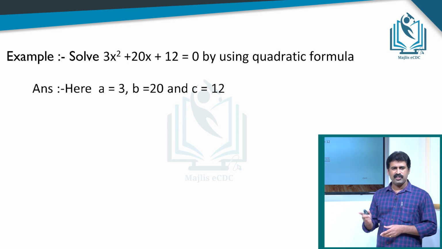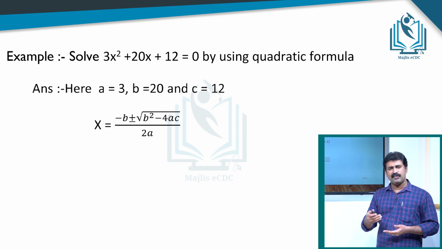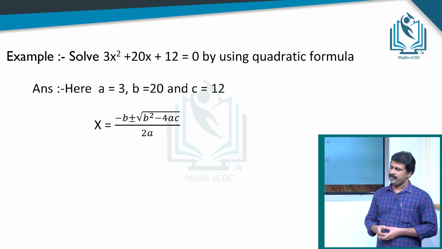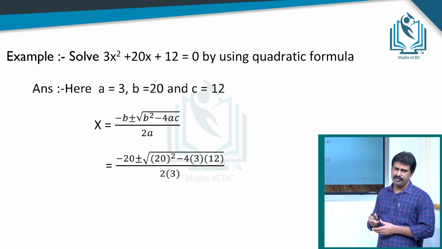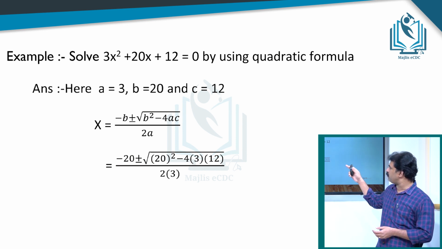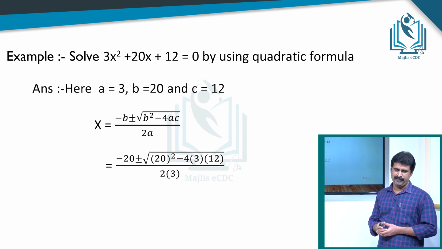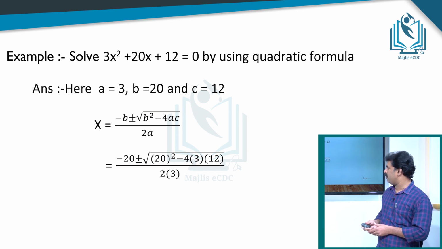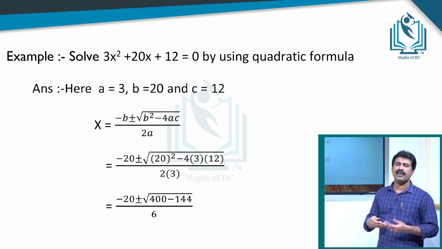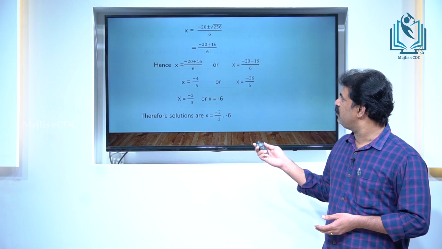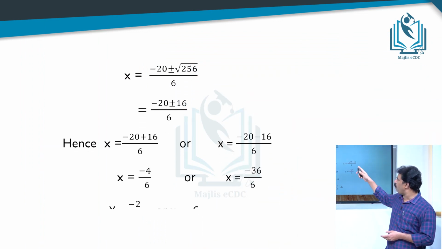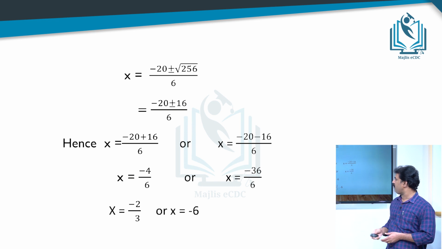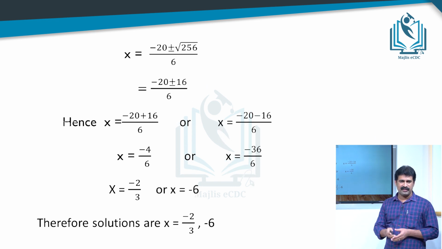Substitute these values into our quadratic formula minus b plus or minus root b square minus 4ac by 2a. So we have x equals minus b. That means here minus 20 plus or minus root of b square 20 square minus 4ac, 4 into 3 into 12 by 2a means 2 into 3. Then minus 20 plus or minus root of 400 minus 144 by 6. Then x equals minus 20 plus or minus root 256 by 6. After solving, we will get x equals minus 2 by 3, minus 6. So here minus 2 by 3, minus 6 are the solutions of this quadratic equation.